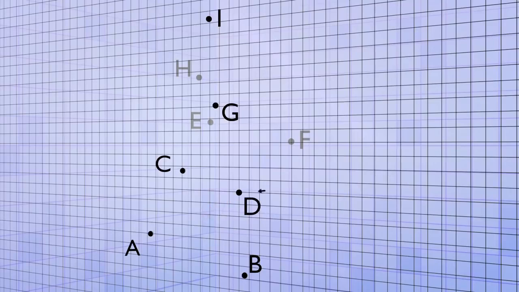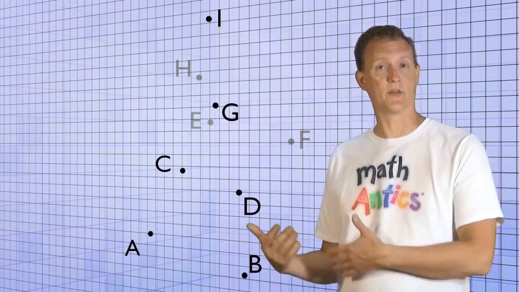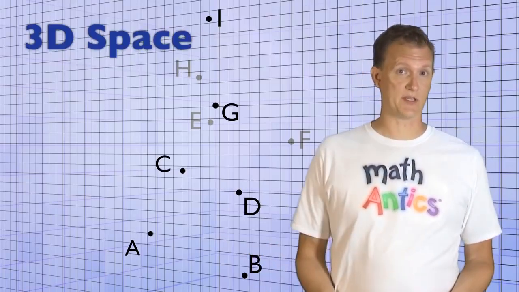Point D is actually in front of the plane that A, B, and C were in, along with some of the other points. And the rest of the points are actually behind the plane that A, B, and C are in. What we have here is a three-dimensional space, or 3D space for short.